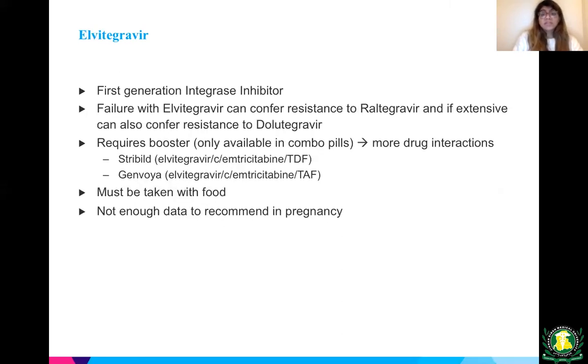Elvitegravir is another first generation integrase inhibitor. If you fail with elvitegravir, it can confer resistance to raltegravir and maybe also to dolutegravir. It does require a booster, so you have more drug interactions. The C is the cobicistat. You need to take it with food, and right now there's not enough data to recommend it in pregnancy.